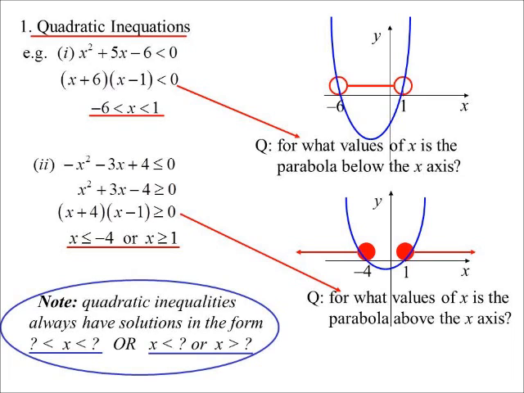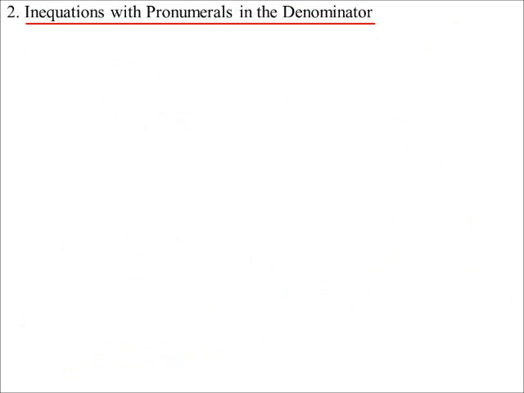Okay, so as I was saying, the solutions for a quadratic inequation will always be I'm in between the 2 numbers, or the 2 solutions, or I'm on the outside of the 2 solutions. Now, here comes a very special type of inequation, one where we have a pronumeral in the denominator, which of course causes problems, because we know the bottom of the fraction can't equal 0.